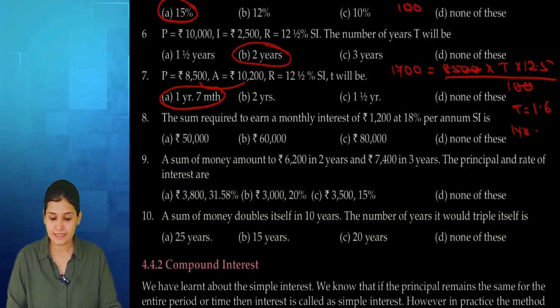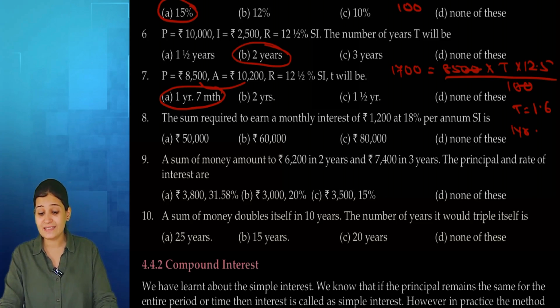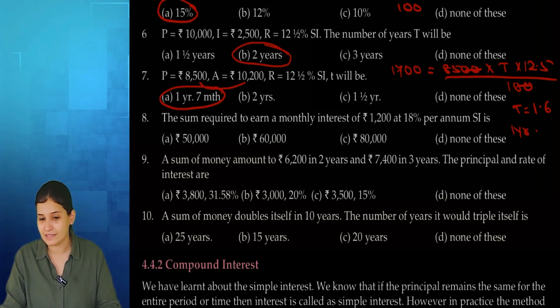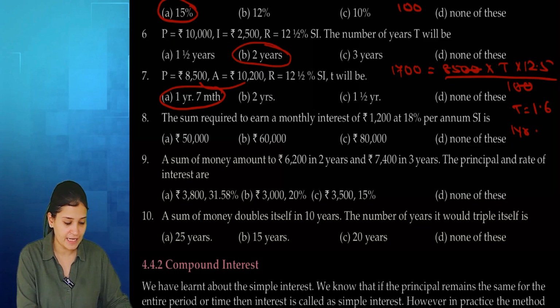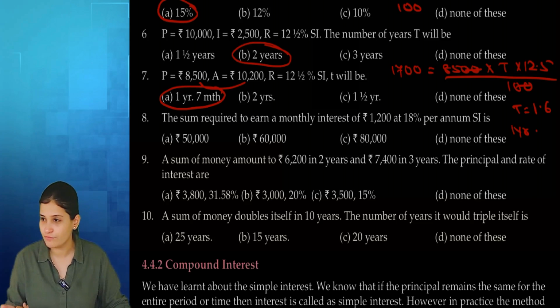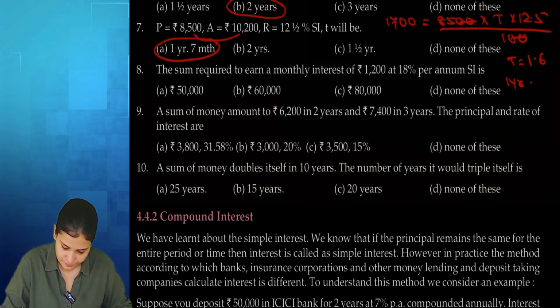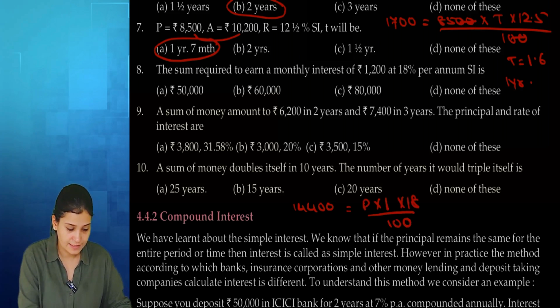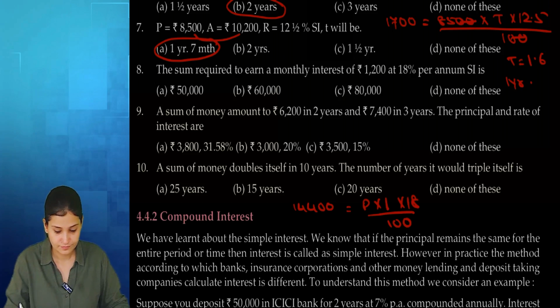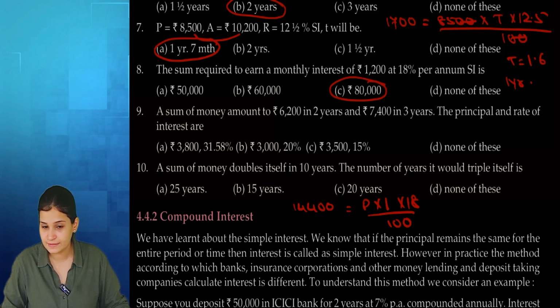Question number 8. The sum required to earn a monthly interest of 1,200. See, it is simple interest, it doesn't have monthly interest. So if 1 month is 1,200, for the entire year we will have 14,400 as the interest. Principal, time is 1 year, rate is 80. Answer? Can say 80,000. Yes, ma'am.